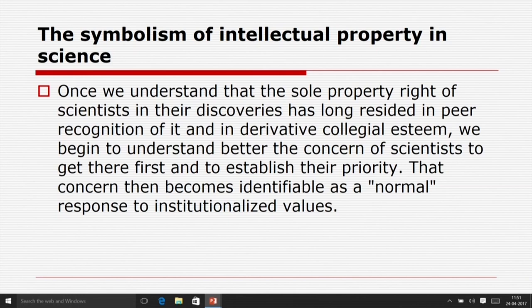Then it is very important to understand that once we understand the sole property right of the practitioners of science in their discoveries has long resided in peer recognition of it and in the derivative collegial system, we begin to understand better the concern of the practitioners of science to get there first and to establish their priority. That concern then becomes identifiable as a normal response to institutionalized values.